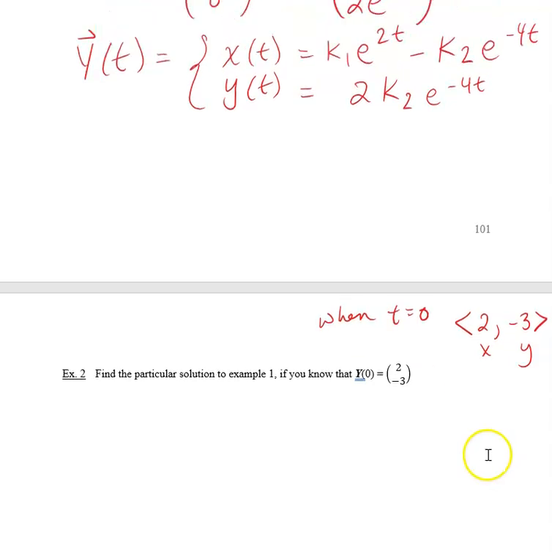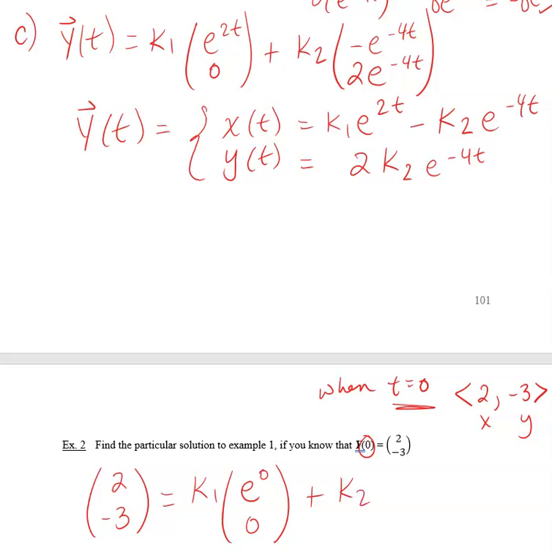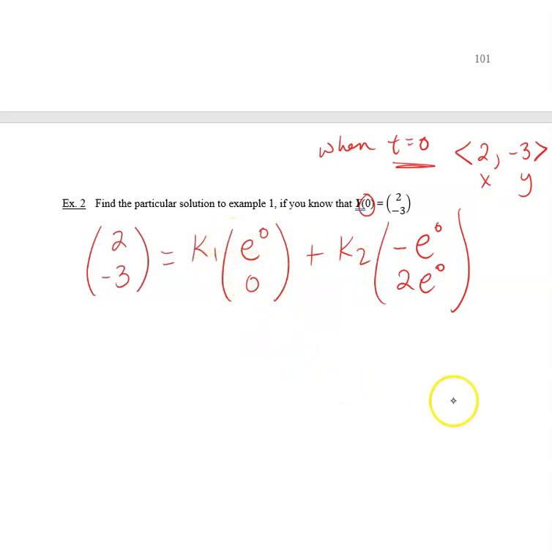So if we put this, let me kind of leave the screen here so we can see it. If we put this in for our components, I'm going to use the matrix form just to get a little practice with that. We know that they're saying that on the left side, we're going to have 2, negative 3, and that should equal K1 times e to the, now remember, this is when t is 0, that's what that tells us, e to the 0 power, and then 0, plus K2 times negative e to the 0 power and 2e to the 0 power. And then we're going to simplify this, and we're going to have a system of equations we can use to solve for K1 and K2.